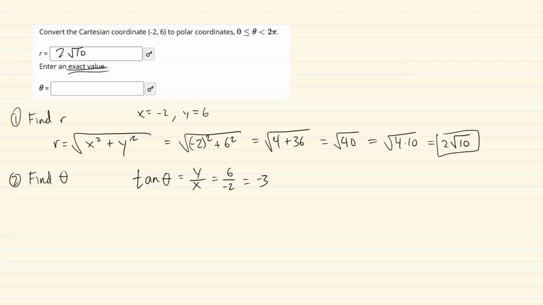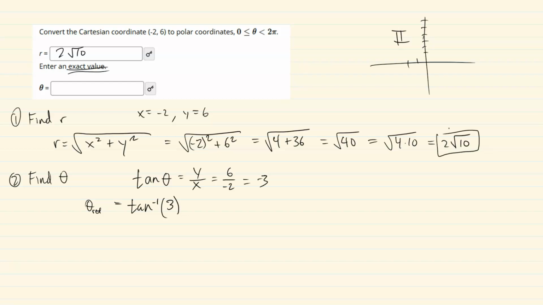And to use the reference angle, using the inverse tangent, we would have the inverse tangent of 3 equal to theta, and that's the reference angle. Notice we're using positive 3 here, but keeping in mind that the point (-2, 6) lies in quadrant 2. Notice, right? Negative 2, and then positive 6. That would put us in quadrant 2.